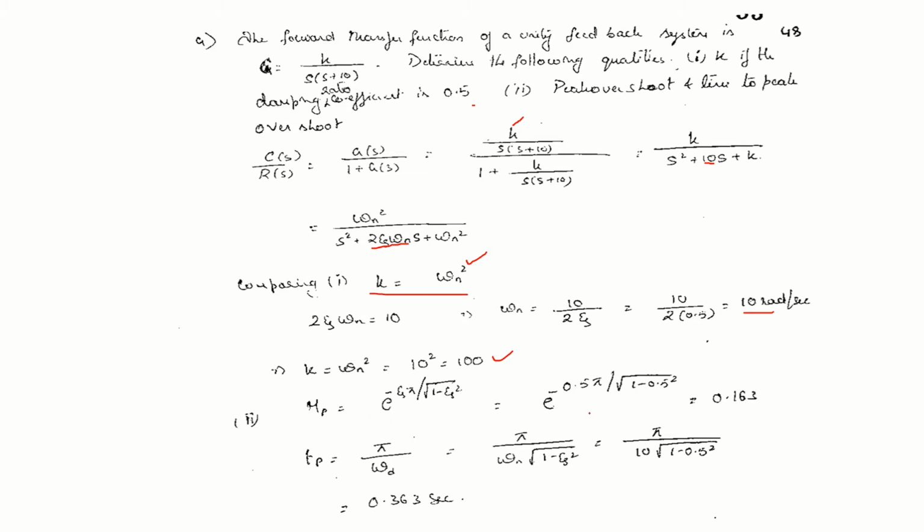So then Mp, this equation is given. Now the values are known, you can find out the overshoot. And for peak time, this formula is known. Substitute the values, you will get this value.